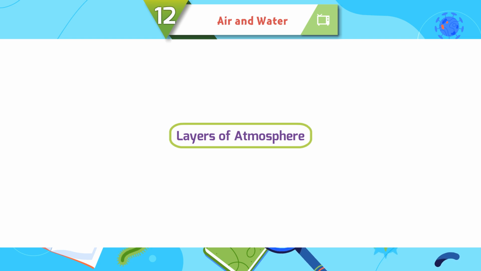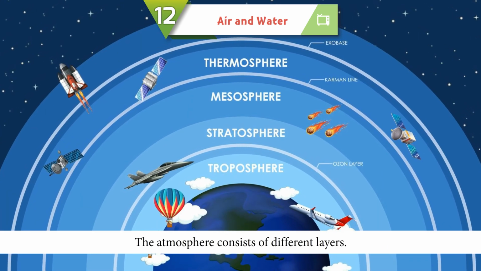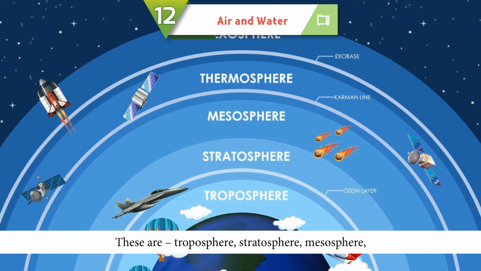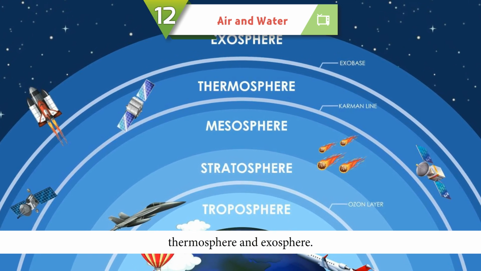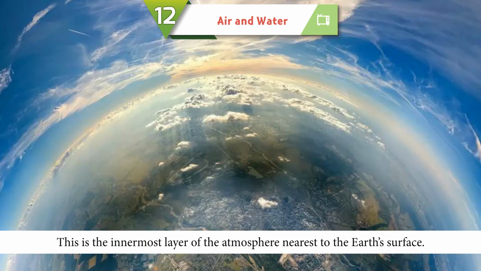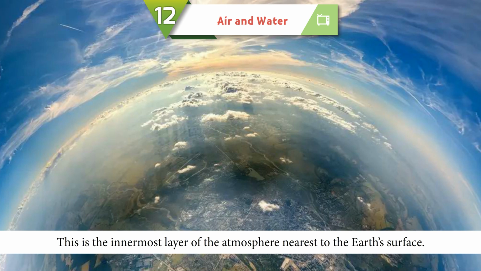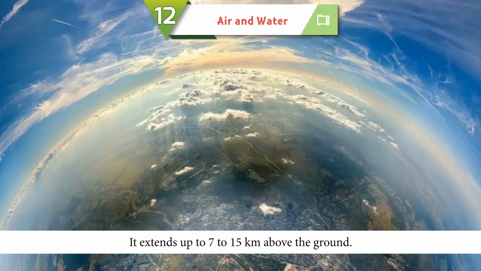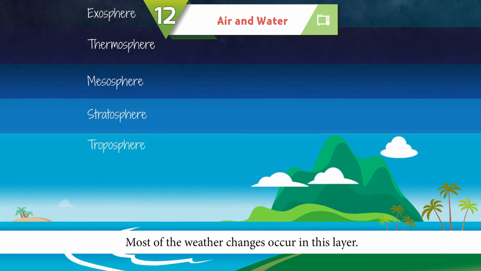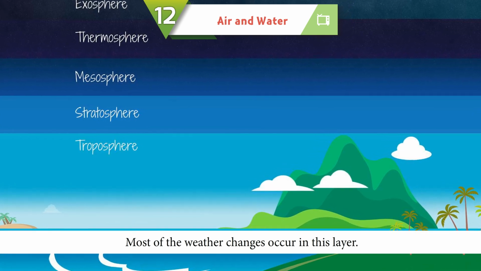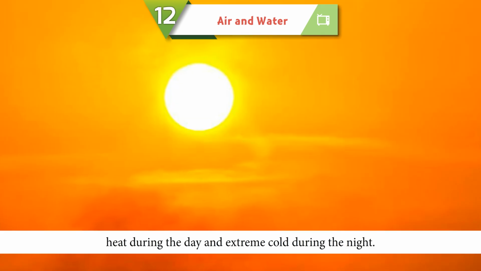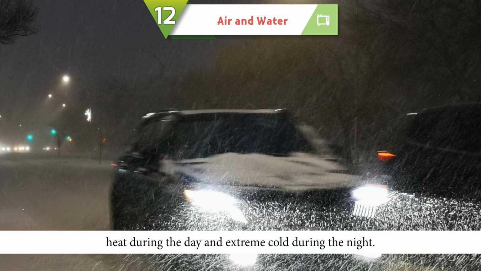Layers of atmosphere. The atmosphere consists of different layers. These are troposphere, stratosphere, mesosphere, thermosphere, and exosphere. Troposphere. This is the innermost layer of the atmosphere nearest to the Earth's surface. It extends up to 7 to 15 kilometers above the ground. Most of the weather changes occur in this layer. It acts as a blanket that protects the Earth from extreme heat during the day and extreme cold during the night.